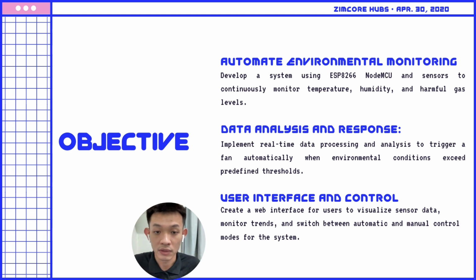Lastly, our third objective focuses on the user interface and control. We aim to create a web interface that allows users to visualize the sensor data and monitor the trends. Additionally, the interface will provide the functionality to switch between the automatic and manual control modes for the system. This ensures that users have the flexibility to intervene and make adjustments as needed. This enhances the overall user experience with our web interface.